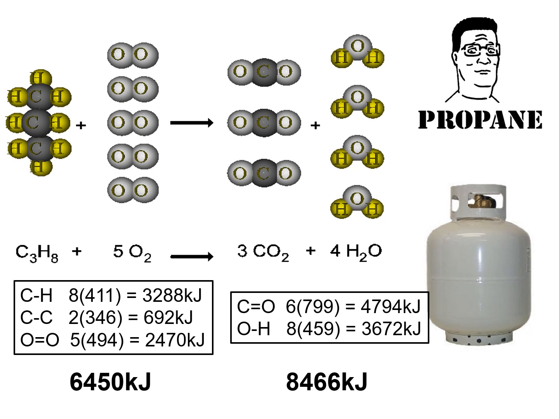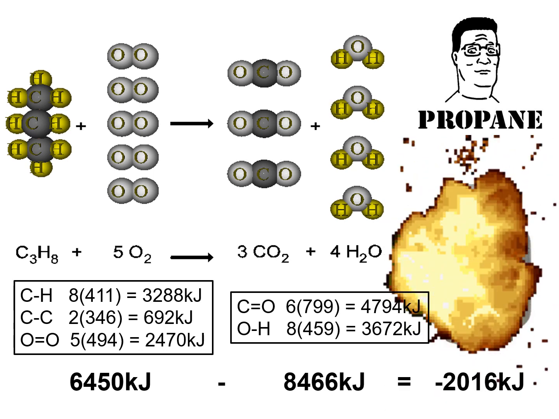So 8 times 411 gives you 3,288 kilojoules, etc. So what you can do is calculate the amount of energy required to break each of those bonds, and you get 6,450 kilojoules. On the other side, we can see the amount of energy that's given off, because remember, bond energy is the amount of energy needed to break a bond. It's also the amount of energy given off when a bond forms. And you can see that we get a lot more energy out than we put in.